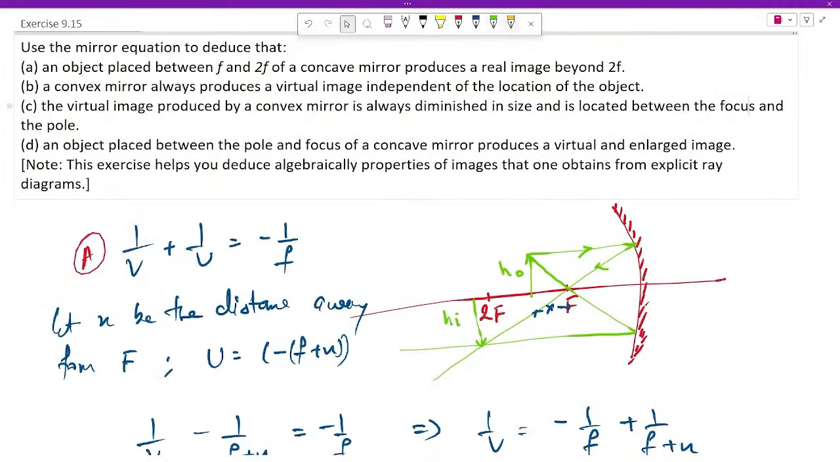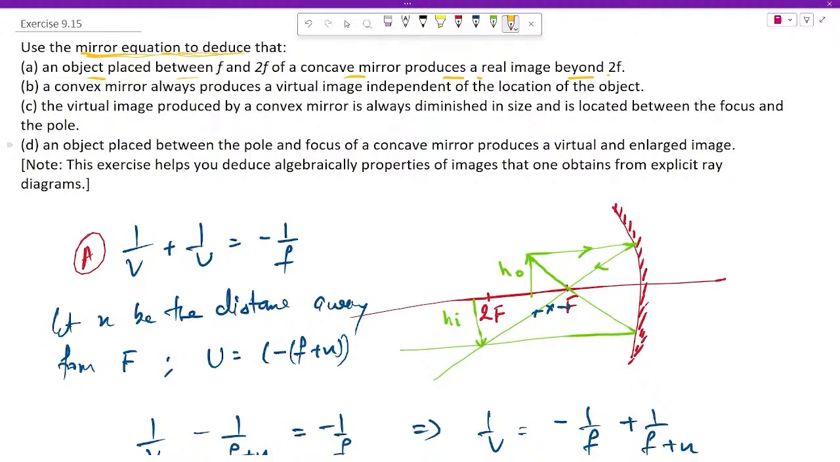The question says: use the mirror equation to deduce that an object placed between f and 2f of a concave mirror produces a real image beyond 2f. Now there are four similar questions, and in each question we have to use the mirror equation to deduce the following statements. So let's continue one by one.